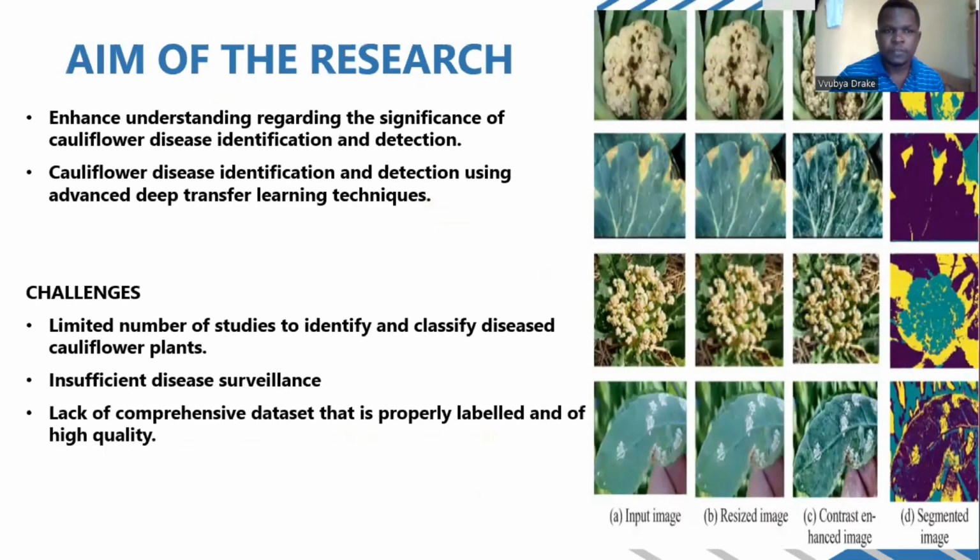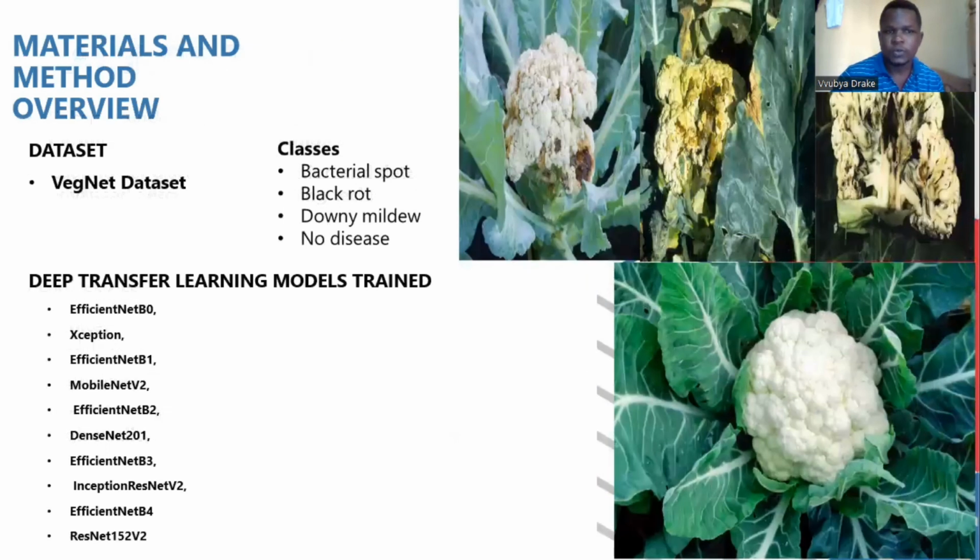Then the aim of this research is to enhance understanding regarding the significance of cauliflower disease identification and detection using advanced deep transfer learning techniques like ResNet and all those. The challenges were a limited number of studies and a lack of a comprehensive data set that is properly labeled and of high quality. So the data set used is the VegNet data set.